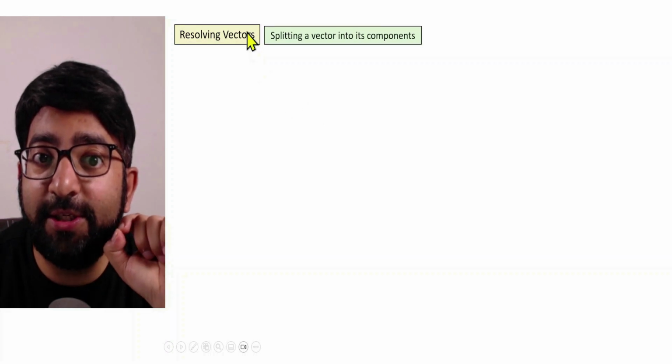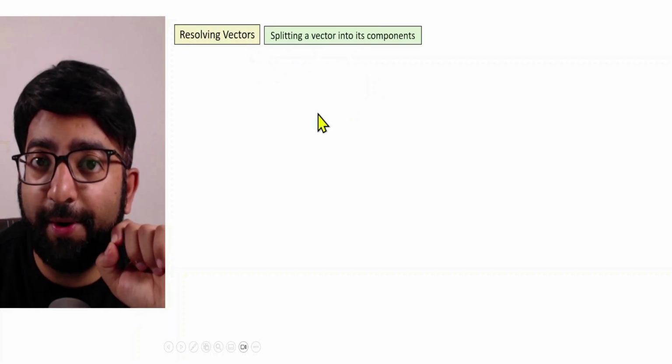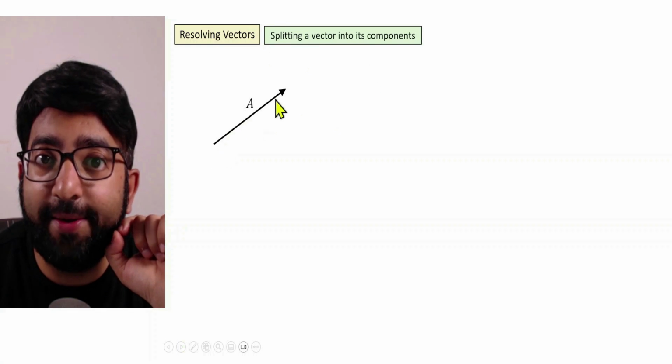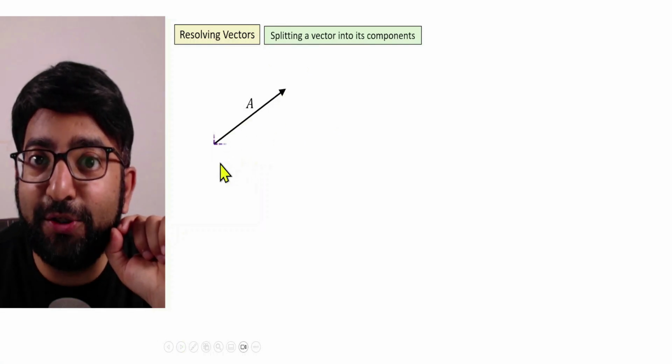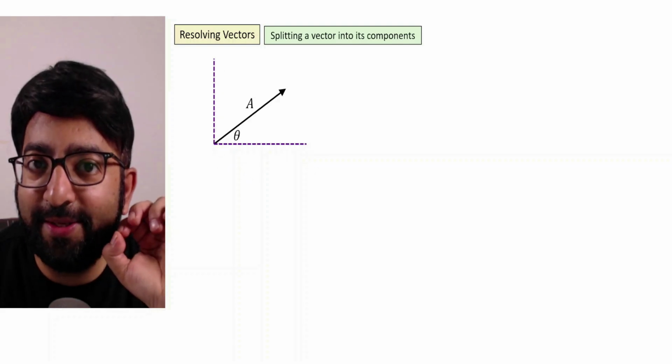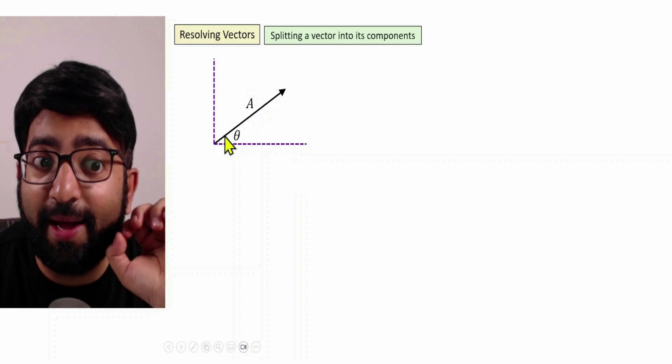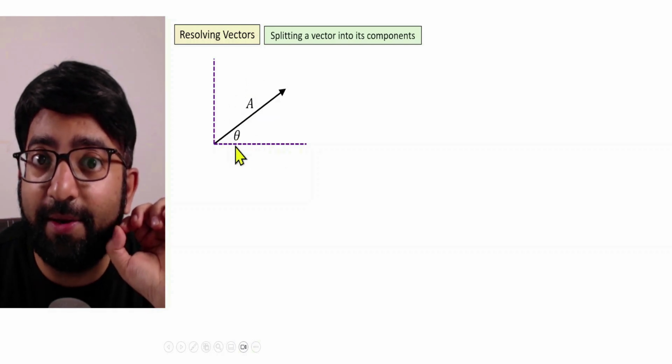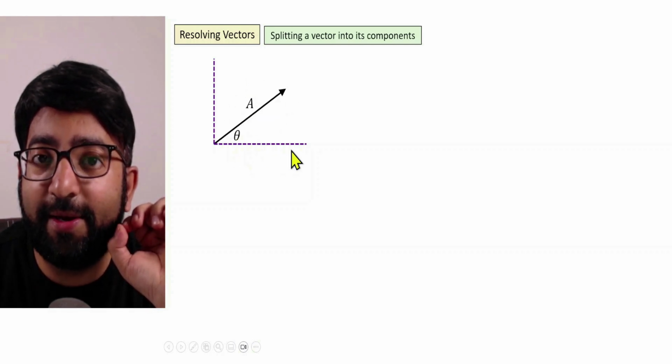Resolving vectors means splitting a vector into its components. So consider we have a vector A which is lying along a particular direction. And now let's say I show the x-axis and y-axis with these dotted lines. In the question, let's say they have given you the vector A and the angle theta. So the angle theta is between the vector A and the x-axis.